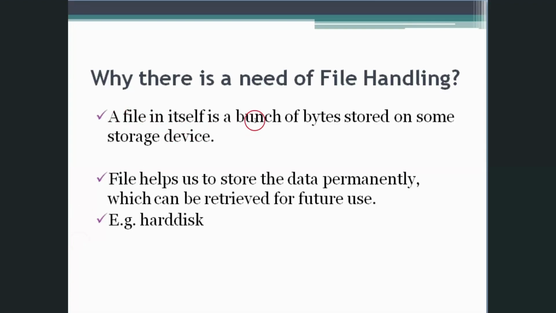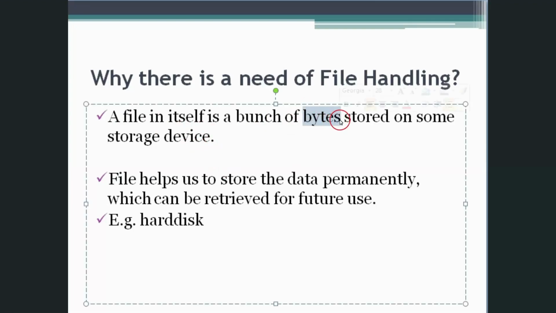A file in itself is a bunch of bytes stored on some storage device. A bunch of bytes means that the computer understands only the language called binary language, which is written in the format of zeros and ones. The zeros and ones are known as bytes here. So whatever data we write onto the file is stored in the form of bytes. That is what we are saying here: a file in itself is a bunch of bytes stored on some storage device.